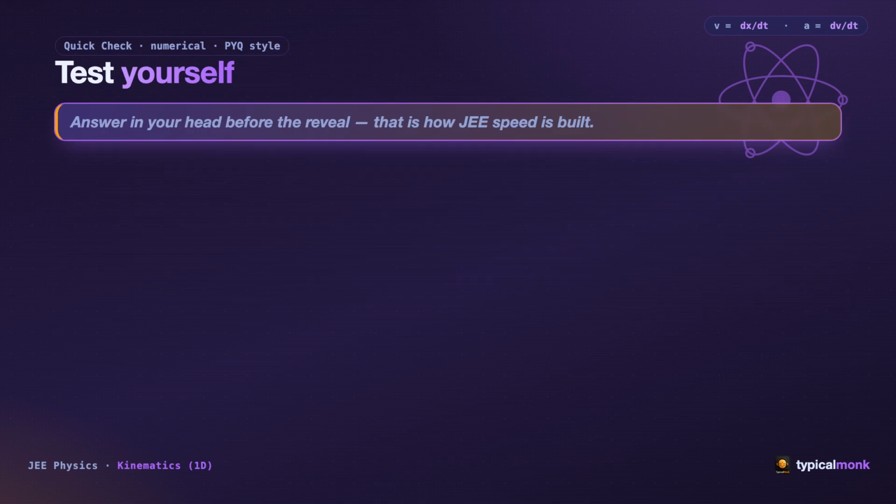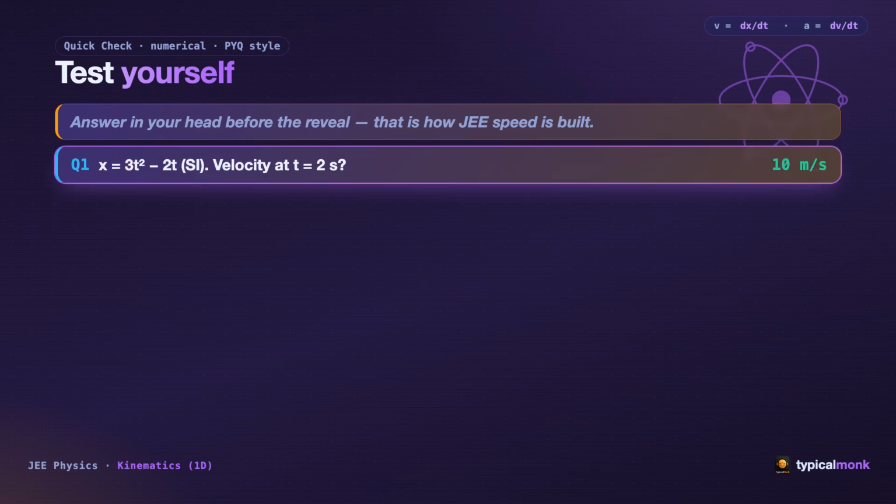Time to test yourself, rapid fire, and every answer today is a number. Here is the rule. I ask, you answer in your head before the reveal. No pen, no paper, just what you built today. Question 1. If position x equals 3t squared minus 2t in SI units, what is the velocity at t equals 2 seconds? Differentiate once, 6t minus 2, so at t equals 2, 10 meters per second.